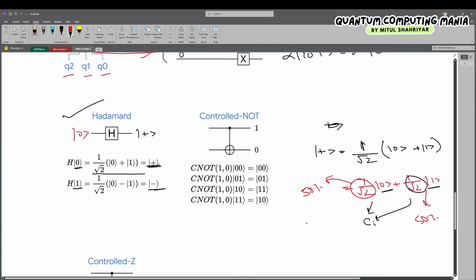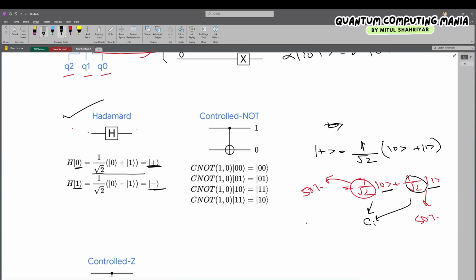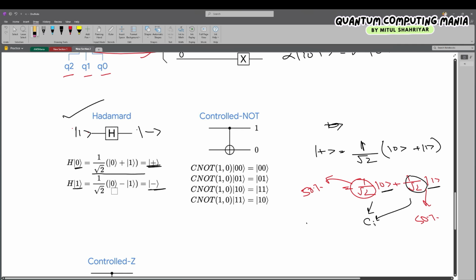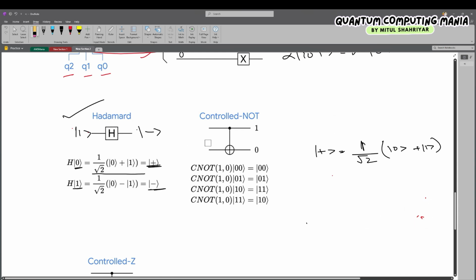Sorry, if we pass 1, we get minus, and in minus it is basically just the minus sign here, nothing different. Same goes for that, and it is basically 50% chance for 1 as well. You can do it by yourself. Okay, great. So this is Hadamard, that's great.